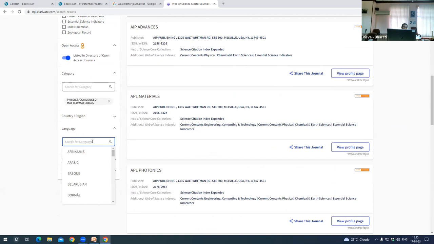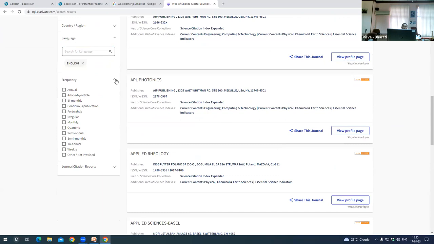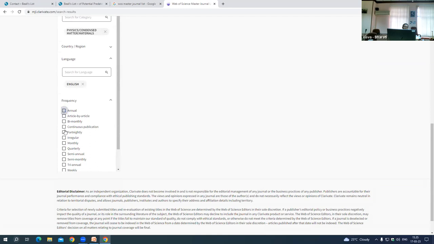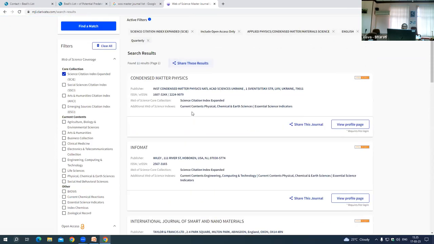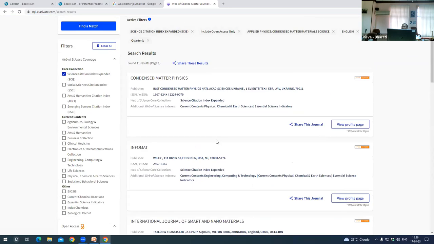Language, we can select the language, English. Now the result is 54. Okay, all are English language. Now frequency, there are so many frequencies listed here. If you want to publish in a journal, which frequency: annually, bi-monthly, fortnightly, quarterly, monthly, whatever it may be. If you want annually, then only one journal is there. Quarterly, that depends on you. Quarterly, 11 journals. If you want a journal published on a quarterly basis, that is 4 in a year, then 11 journals are there. We can select any one from this list.